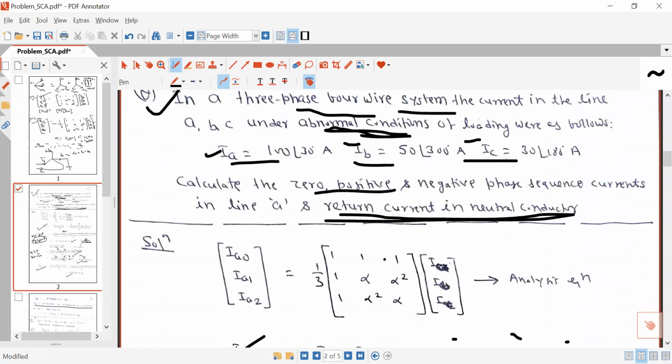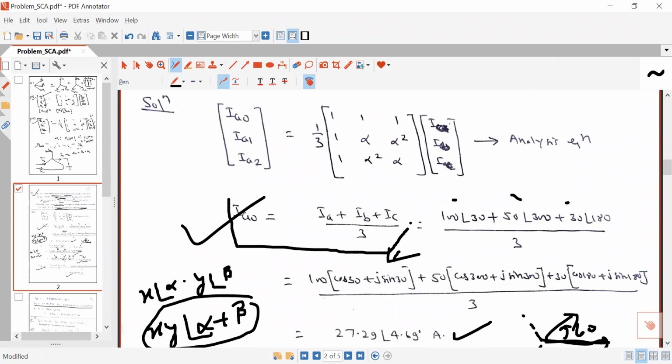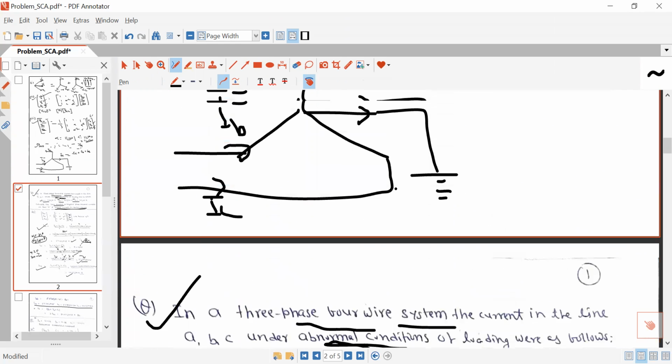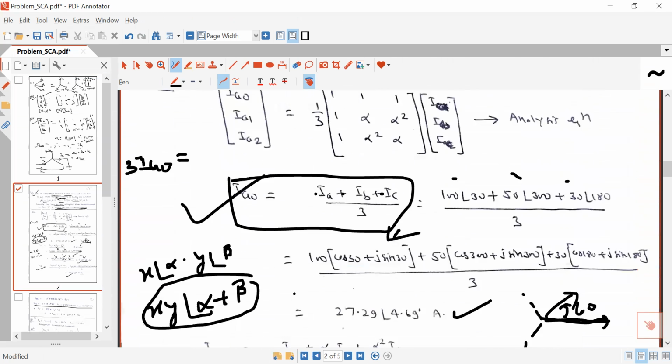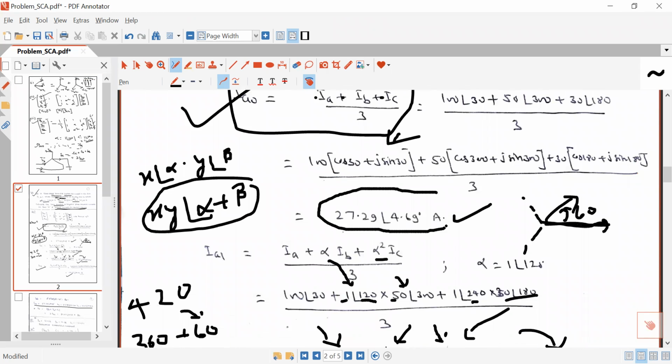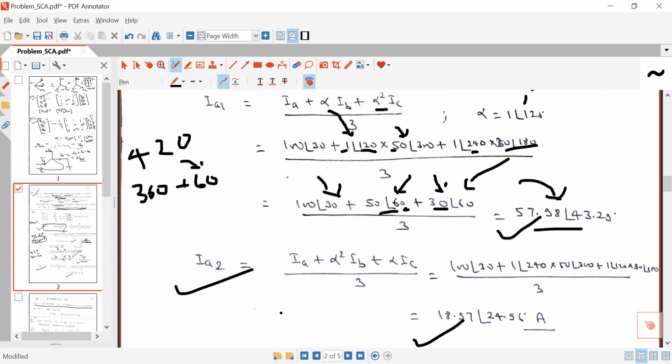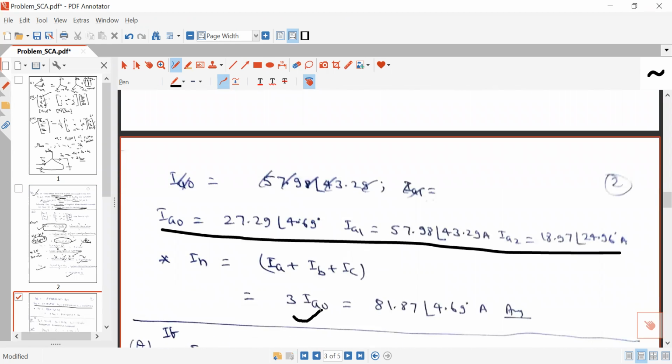Or you must remember, IA naught is IA plus IB plus IC by 3. So 3 times I naught will be equal to IA plus IB plus IC. So IA plus IB plus IC is just 3 times IA naught. And you have already calculated the value of IA naught. So just multiply this value by 3, and you will get the neutral current. In this way, you can get the value of neutral current.